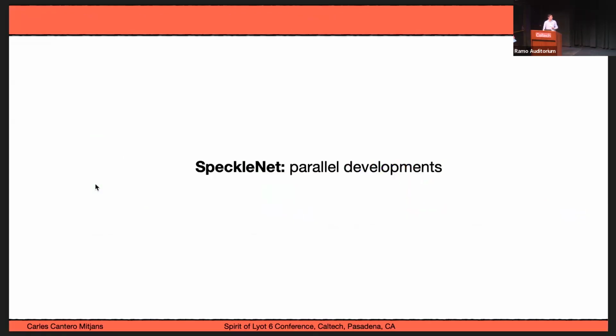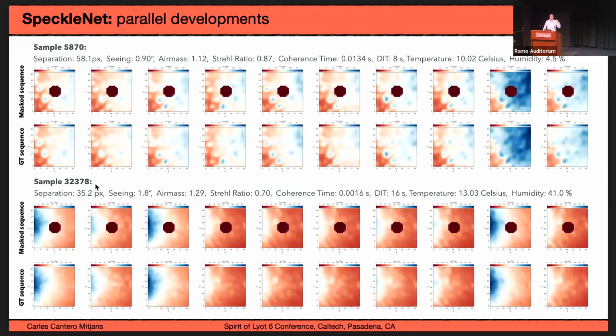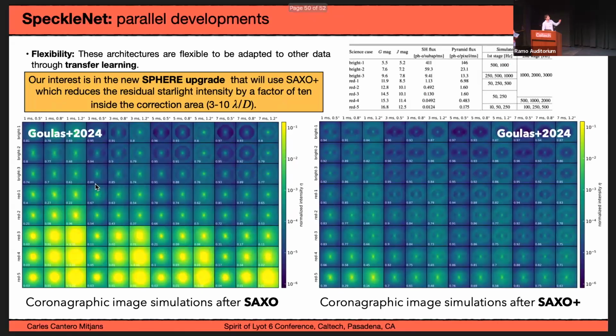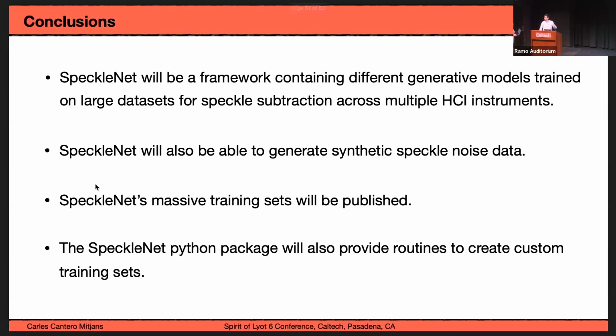In parallel developments, we are now trying to add the temporal dimension to these kinds of models to see how it works. And this is important, and with this I stop. These kinds of models allow us to have flexibility with data. So what we want to do is see if we can adapt these models directly to SAXO+. We are simulating SAXO+ high contrast imaging with normal SAXO high contrast imaging. This is working in parallel with these models because they are so flexible. So thank you so much, and with this I conclude.